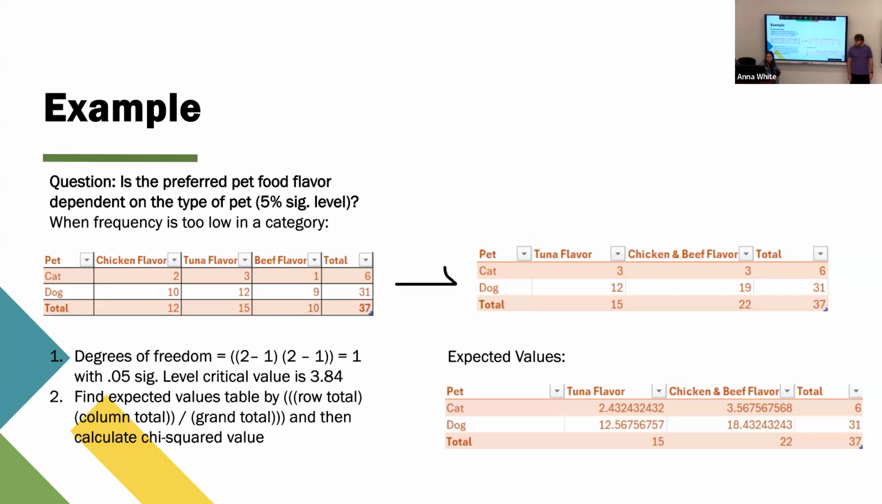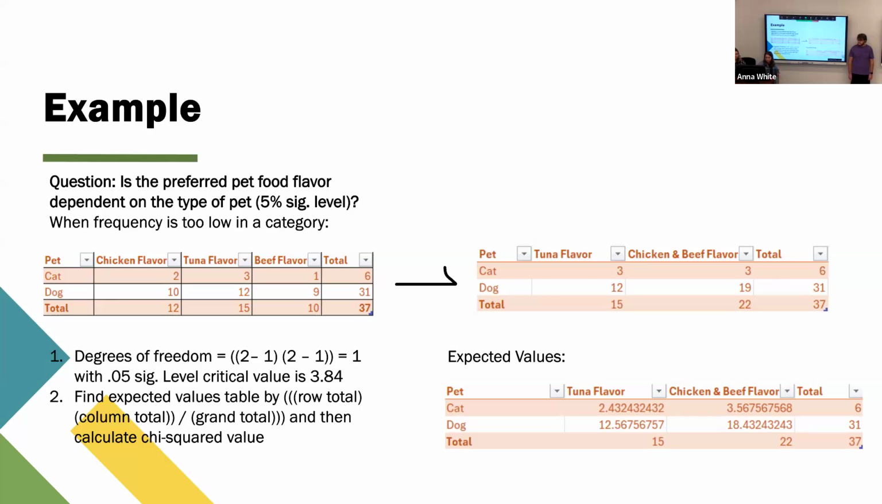All right, so then you want to determine what your expected values are. To do that, you'll take the row total, multiply it by the column total, and divide it by the grand total.